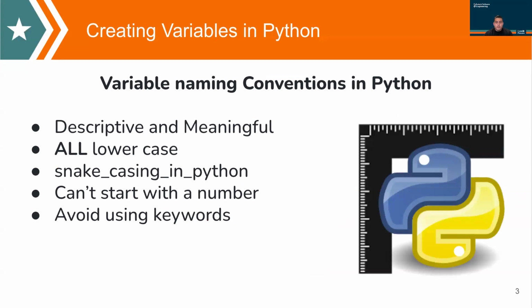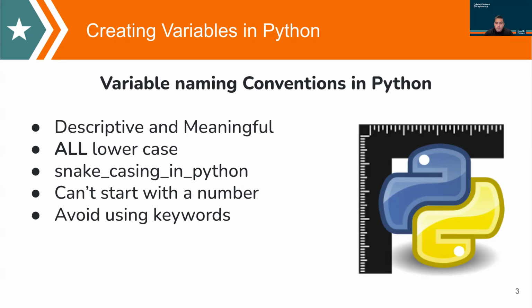Now, let's talk about naming conventions for variables in Python. When naming variables, it's crucial to use descriptive and meaningful names. This helps improve the readability of your code and makes it easier for others, including your future self, to understand what the variable represents.